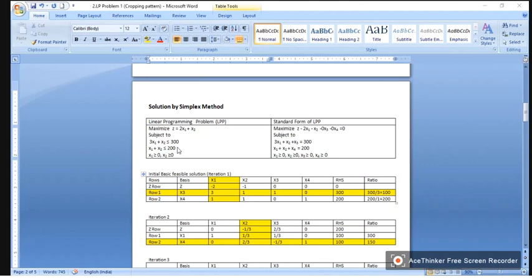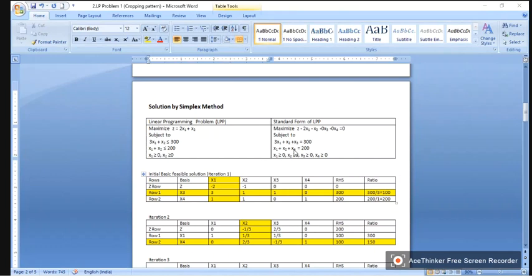Similarly, for the second constraint, the left hand side is less than the right hand side. To make the left hand side equal to the right hand side, we have added a variable. This is also called a slack variable. So here x3 and x4 are the slack variables.